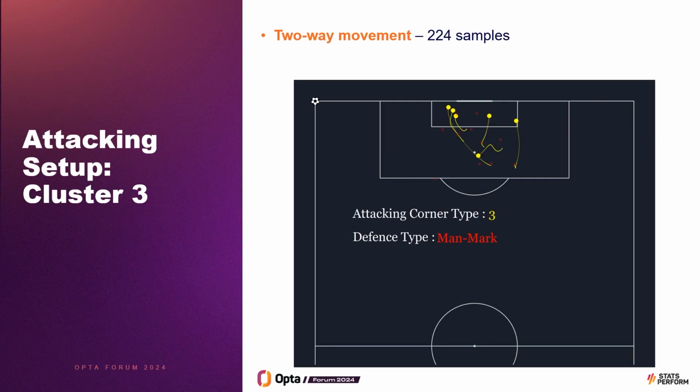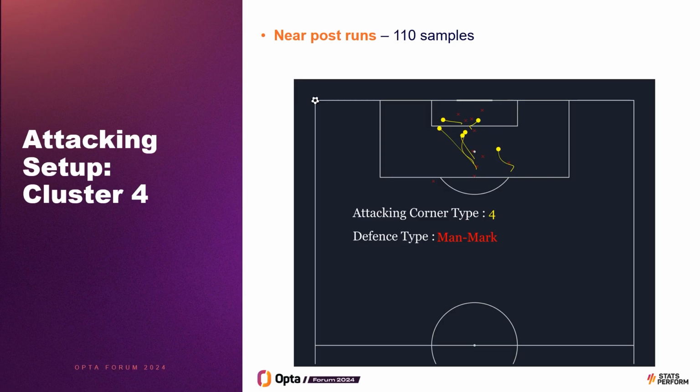The third type of cluster was the one where attackers were seen making 2-way movements. So you can see attackers going to the near post as well as the far post. And finally, the fourth type of cluster was the one where attackers were seen making near post runs. So most of the attackers in this particular cluster were seen making near post runs. So that's about the different types of attacking setups that we found in the data.